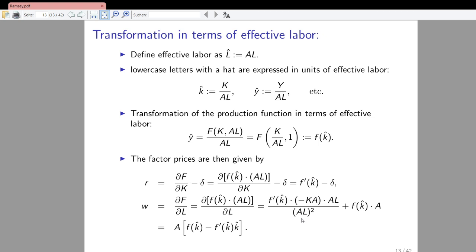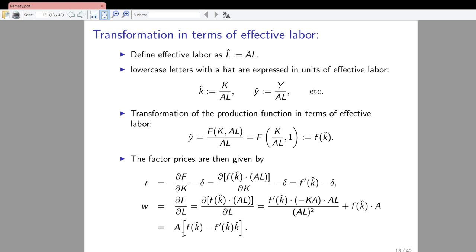So if we divide by AL squared, then a lot drops out here. So we have here A, we have here A, so A drops out, 1L drops out, and what remains here is minus uppercase K divided by 1L. And then we can transform this again.